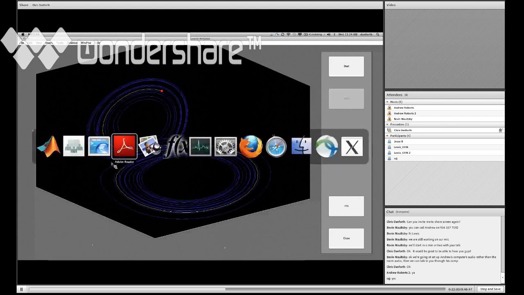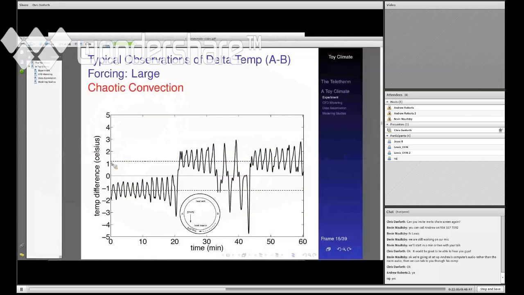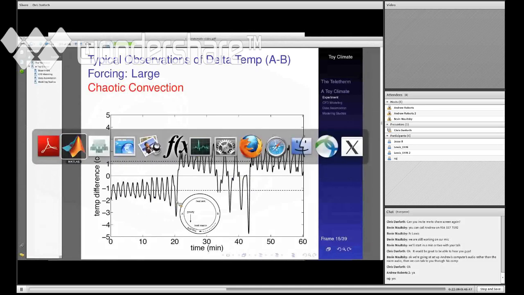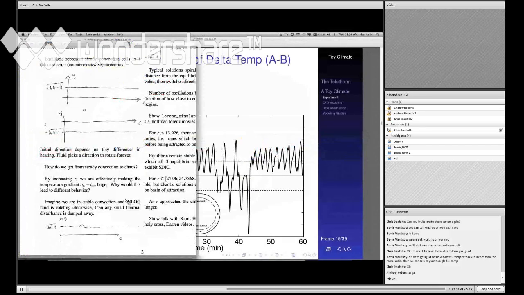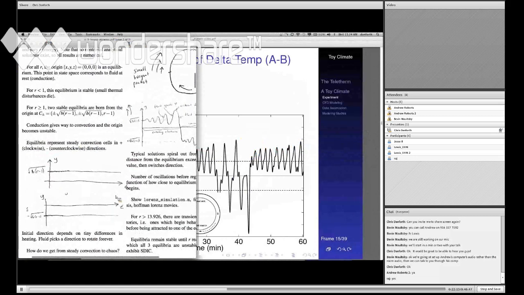Let's look at what it looks like in this experiment. So here it's oscillating in one direction and then the other. Why does it do this? Okay, so let's try and understand why this happens.